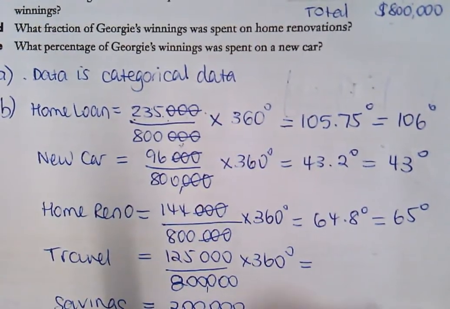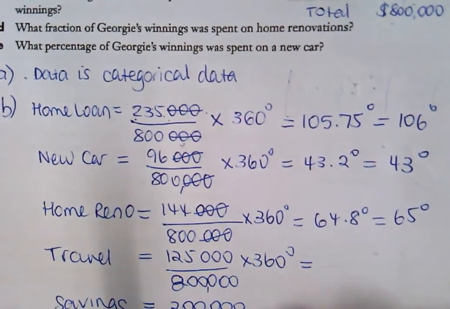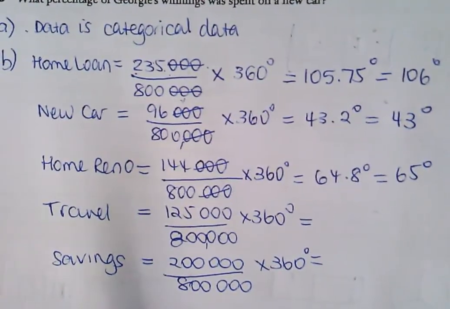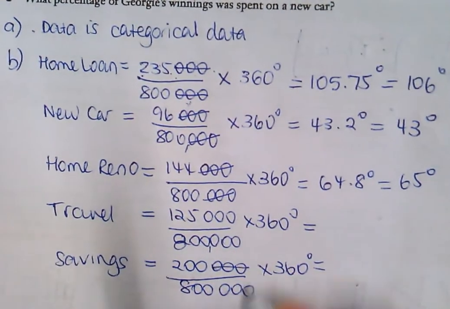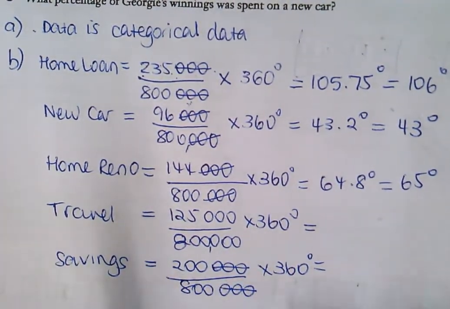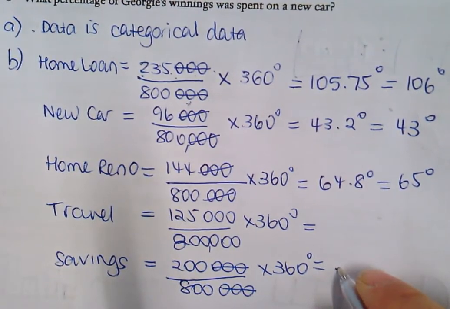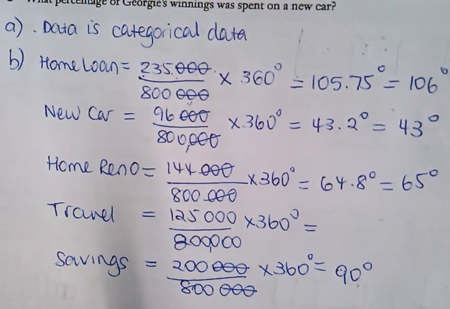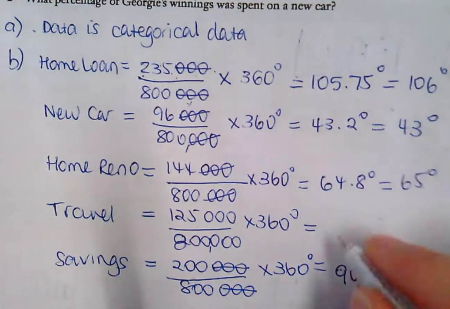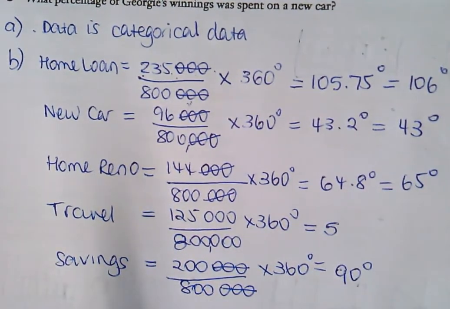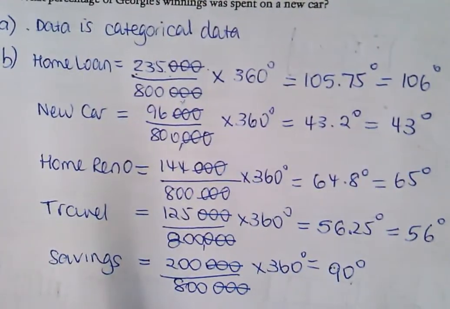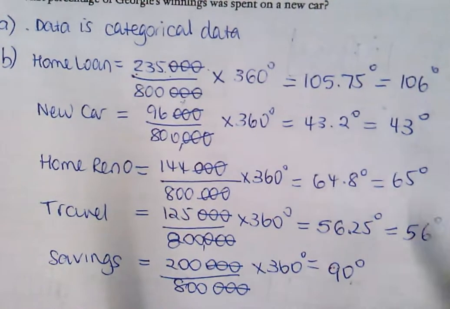You should be able to tell me exactly what the savings one is without even calculating it. Yeah, good. So if we look at savings, it's 200 out of 800. That's a quarter. That will be 90 degrees. Okay. And the travel will be less, probably 50 something degrees. Travel is 56.25, rounded down 56 degrees. We've rounded 2 down, 2 up. It should be fine. You can just check the last digit.